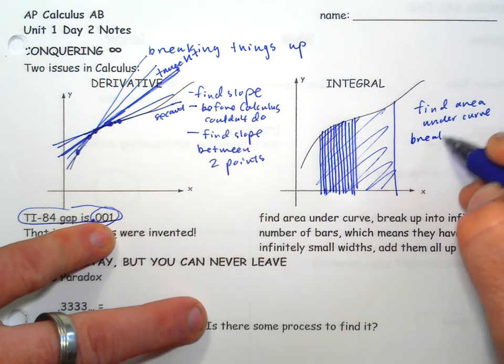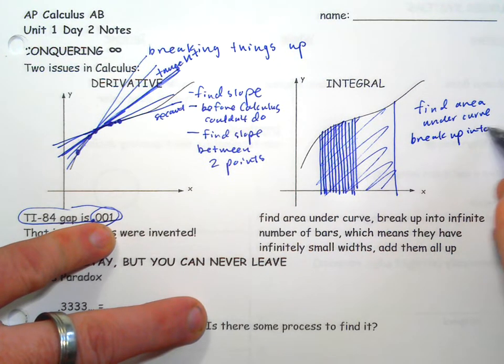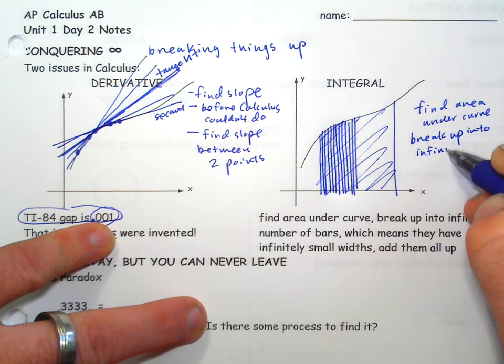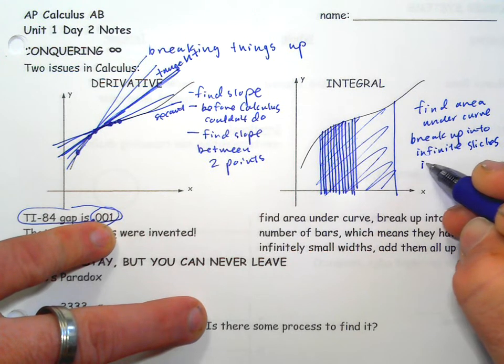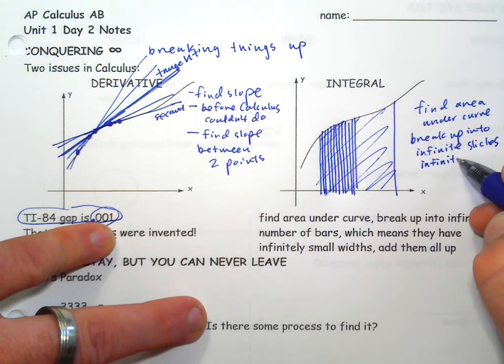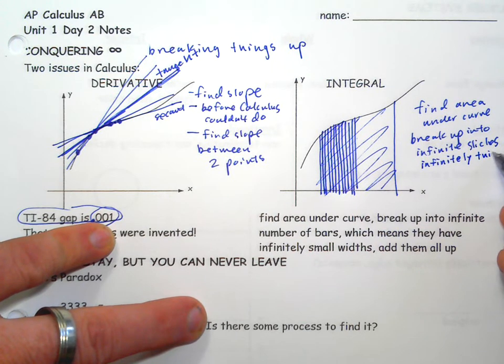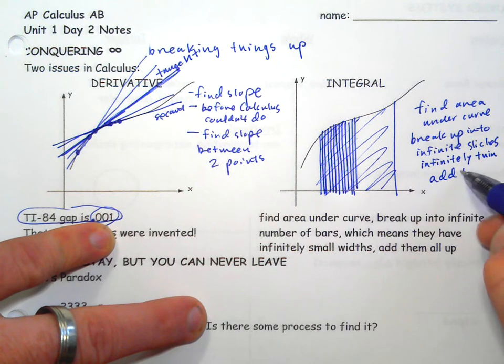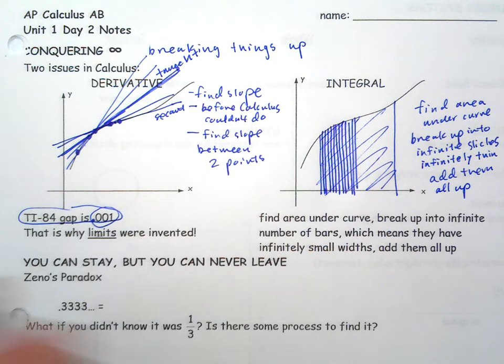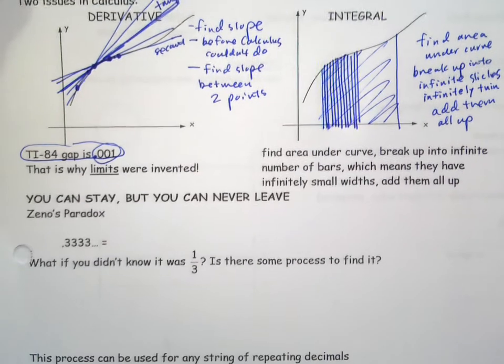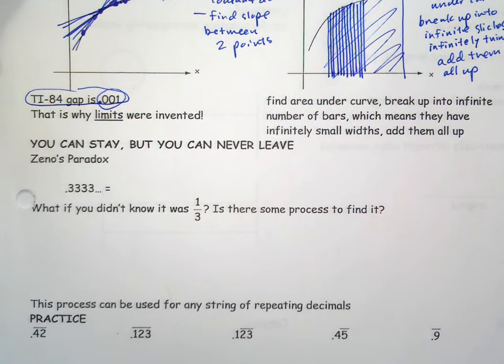Okay? So we're going to break it up into infinite slices. And these slices are infinitely thin. They're very thin. Okay? And then we're going to add them all up to get the area. And that's where I was talking the other day about integrals being accumulators, adding things up. So anyways, that's just an intro into those two big ideas that we're not going to really get heavily into for a while.